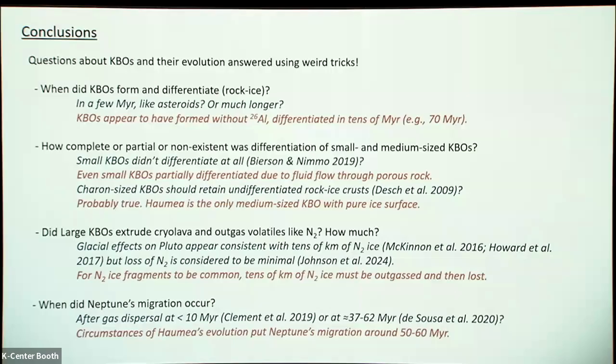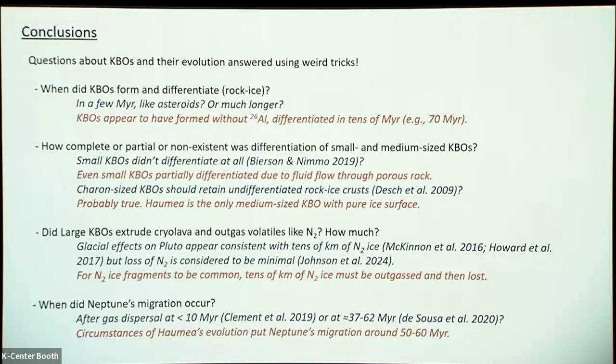So getting to my conclusions, you have to use weird tricks to probe the interiors and evolution of Kuiper Belt objects. When did they form? I think probably most of them formed without aluminum-26, so more like 5-6 million years, and took tens of millions of years to differentiate. But even small ones could have something like differentiation, where water migrates to the surface, and you probably have differentiation in the insides of larger bodies, but maybe not the rock-ice crusts. Those are hard to get rid of.